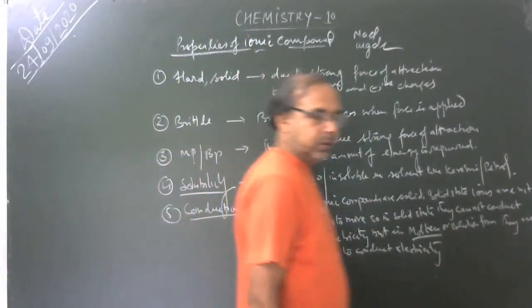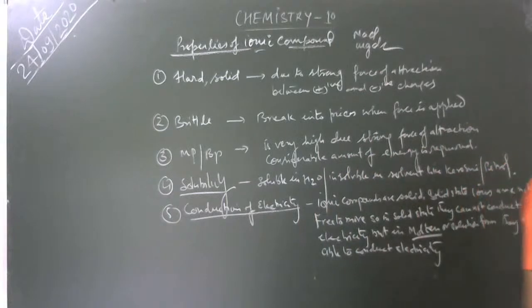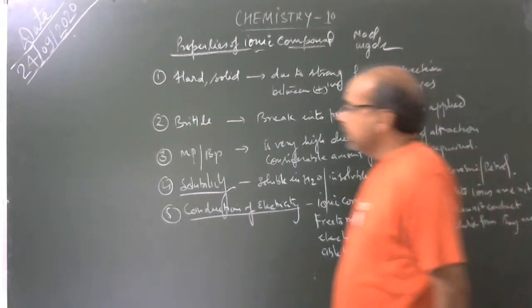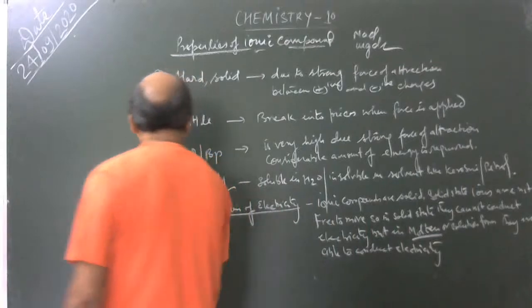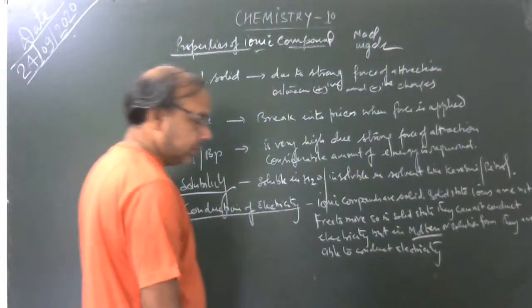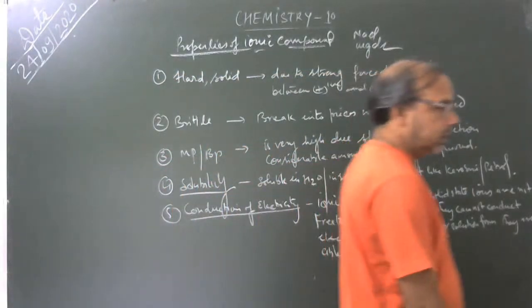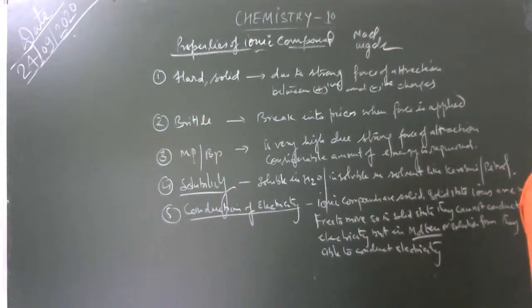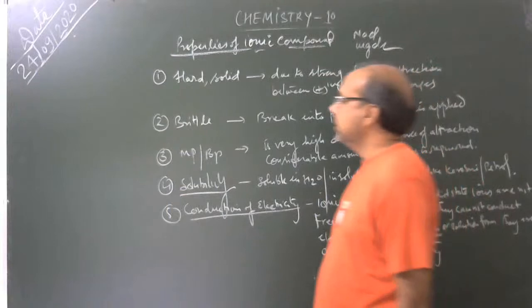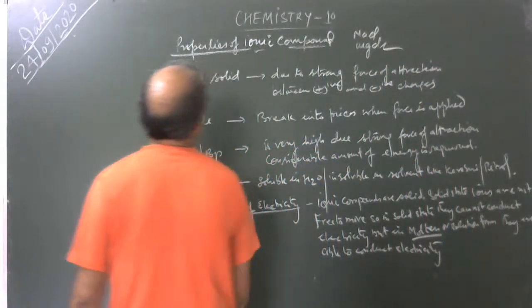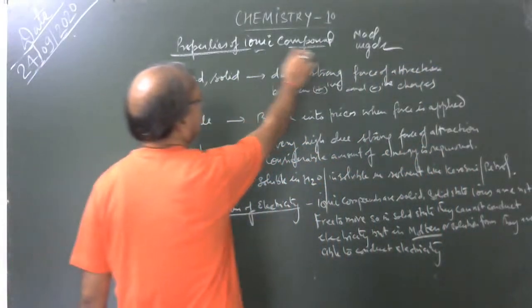So, students, today we have finished the lesson metals and non-metals. Only these topics are included in the syllabus of metals and non-metals. Tomorrow we will discuss the next topic of chemistry that is included in the syllabus. So these are the properties of ionic compounds.